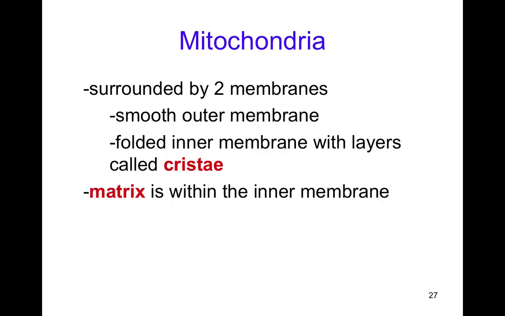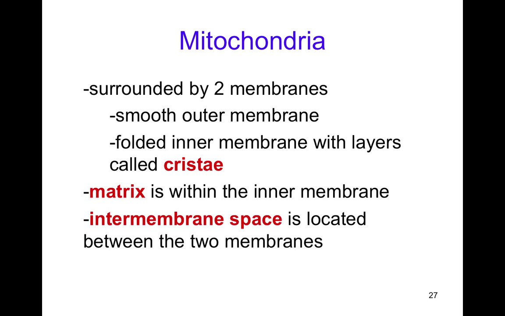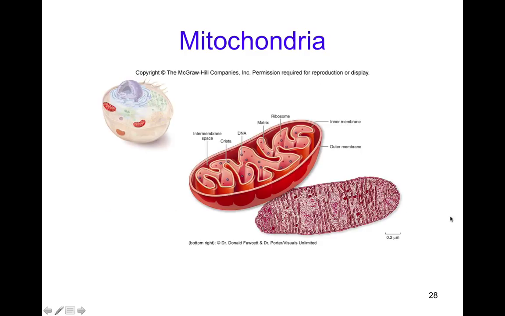And then the inside of the inner membrane is called the matrix. And then the inner membrane space is located between the two membranes. I'll show you that. And the mitochondria are very unique because they contain their own DNA. So you see that here.